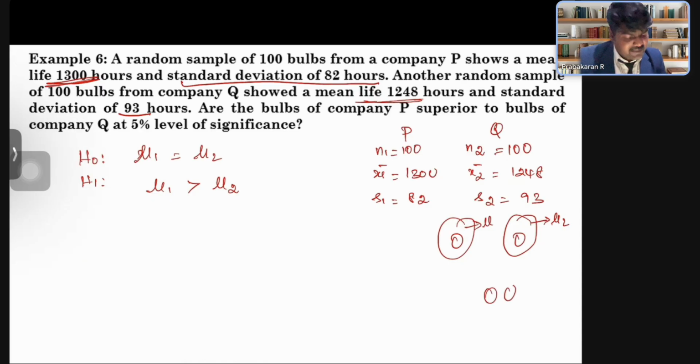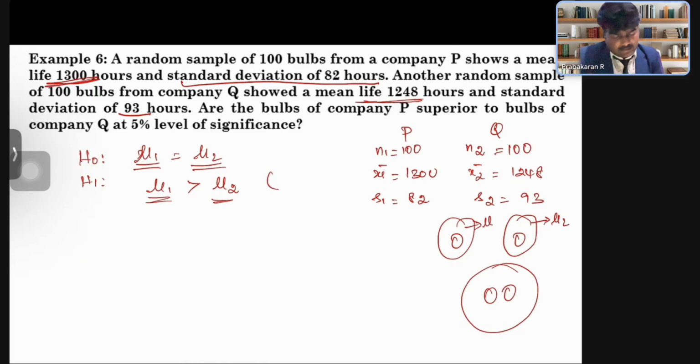Suppose these two means are the same, we can conclude that both samples do not come from different populations, but come from the same population. That is the reason we are writing it in terms of mu1. Now we can understand that this is not a two tail test, it is simply a one tail test.